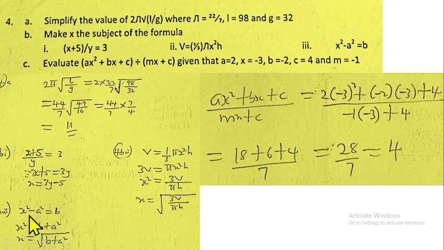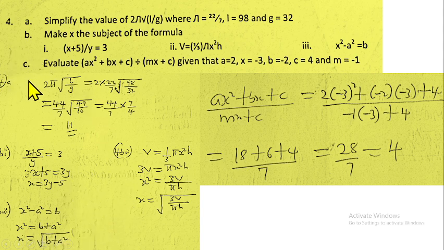Then the last one there, you have S squared minus A squared equals to B. So quadratic terms, you have S squared equals to B plus A squared. Then take square root of both sides. That gives us S is equal to square root of B plus A squared. So that's that for making S the subject of the formula.